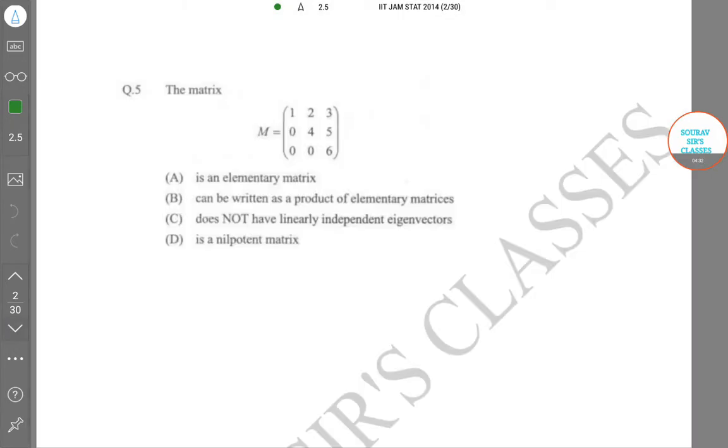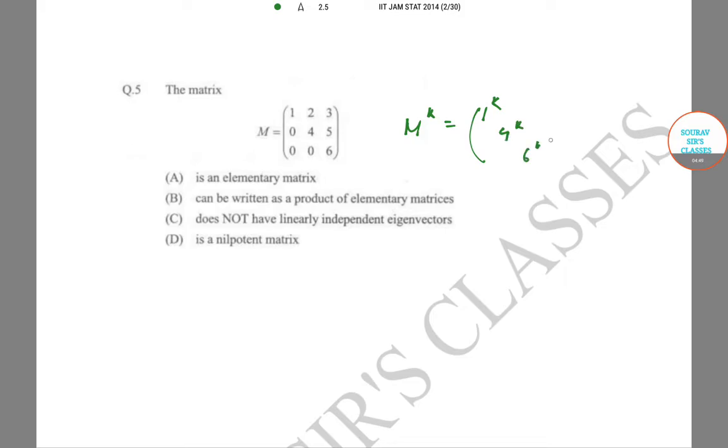And we move on to our next problem. We are given a matrix M equal to 1 0 0 2 4 0 3 5 6. I just read out the columns. Now firstly, M to the power k equal to 1 to the k, 4 to the k, 6 to the k with something in the other 3 rows above.